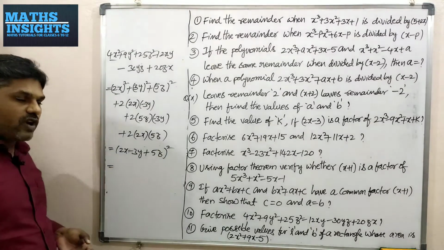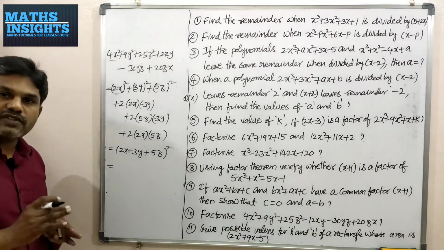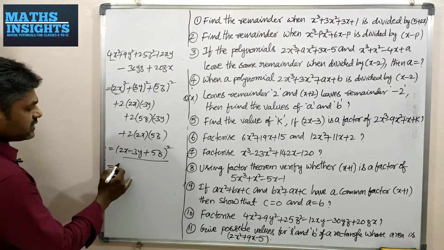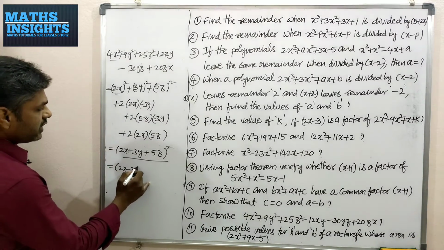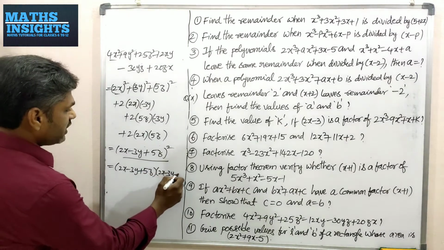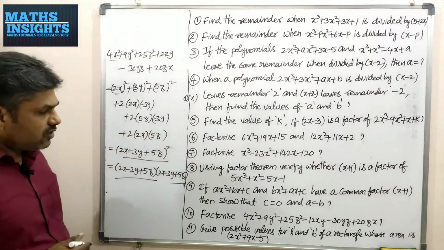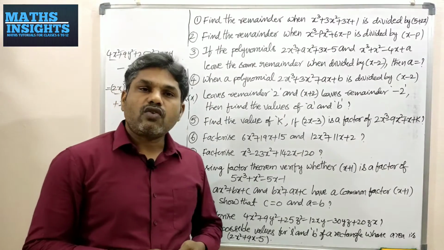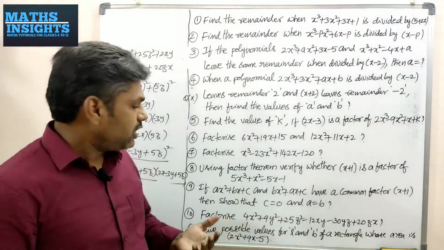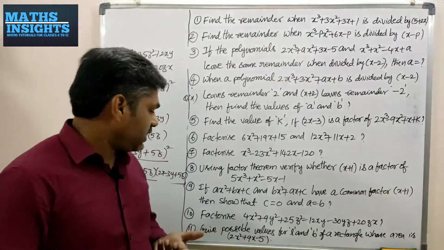See, these are the two factors. Square means you may write it two times. X square means x into x, like that. This 2x minus 3y plus 5z into 2x minus 3y plus 5z. This is one factor, this is other factor. So this is the way how to factorize the given polynomial by using the suitable identity.